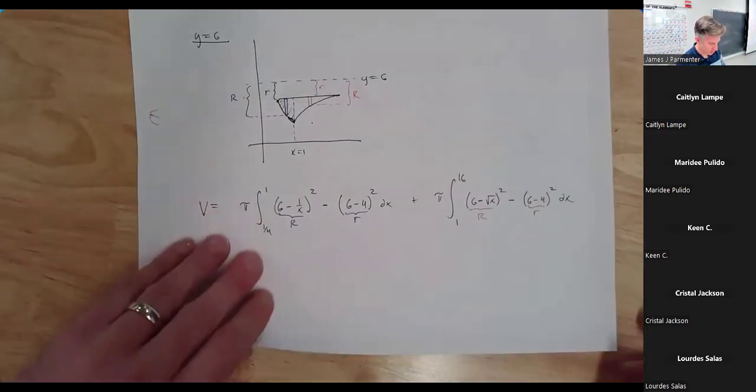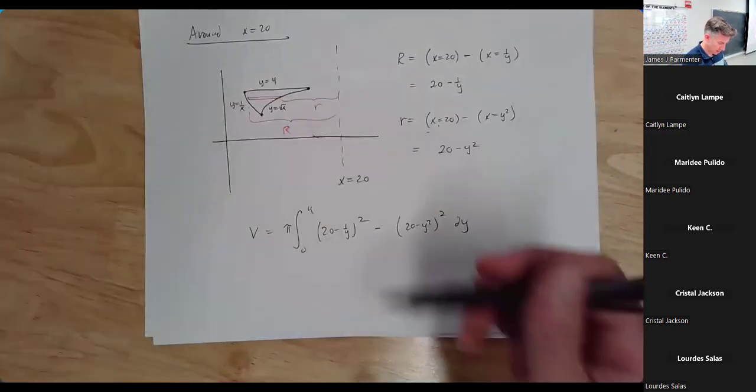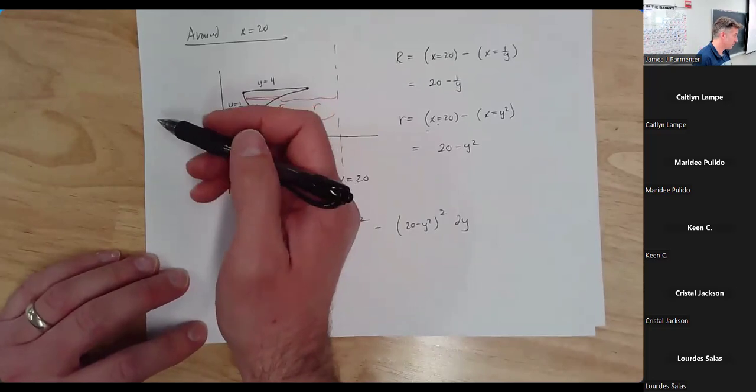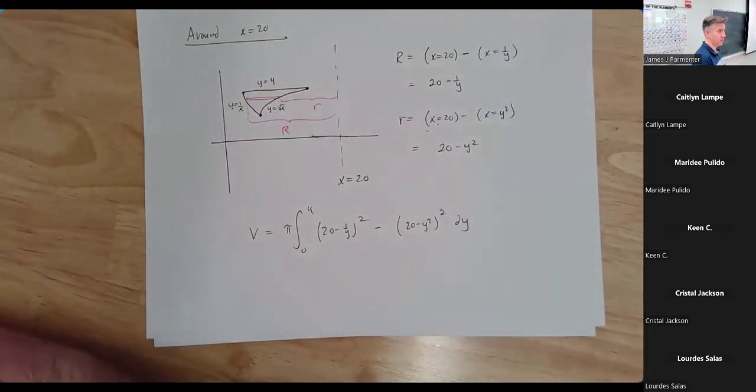Or if I had drawn another one where my axis was to the left of the region, then my radii would be my stuff minus the axis. So that's how you're finding your radii: you're just finding the difference. You are subtracting your function minus the axis or your axis minus the function.